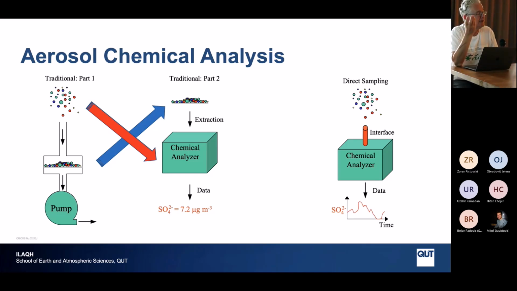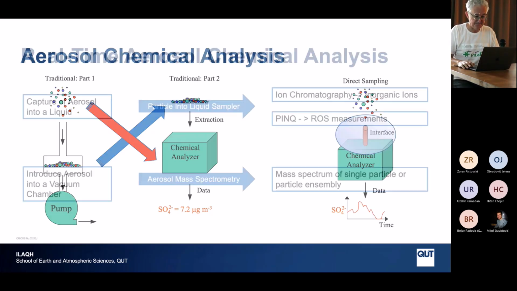Once it's evaporated, it's still not enough. Mass specs need charged particles. And then how do you charge these particles before you bring them to the mass spec? And how do you do that in a quantitative way? And also, if possible, can we get some information on the particle size, or composition versus particle size?